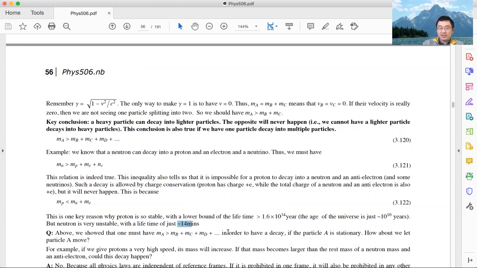This big difference is related to the fact that these two particles have very similar mass, but one is slightly heavier. Neutron is slightly heavier. The heavier particle can decay into the lighter particle, but the lighter particle cannot decay into the heavier particle. This is one reason why proton is so much more stable than neutron. So the lifetime differs by orders of magnitude.